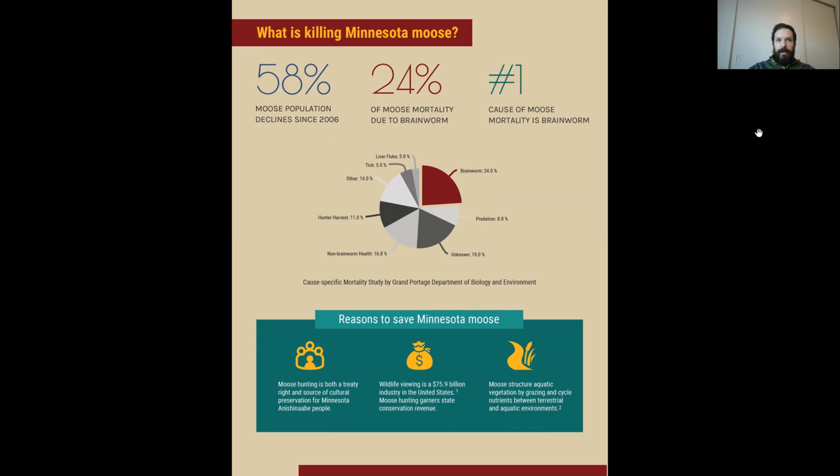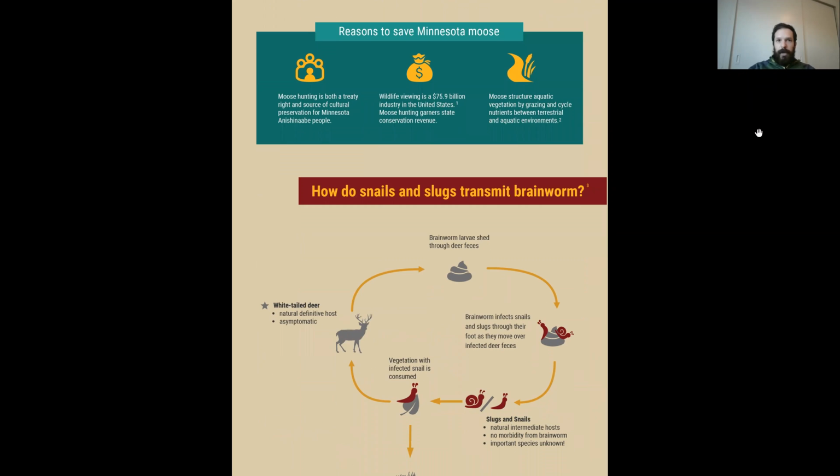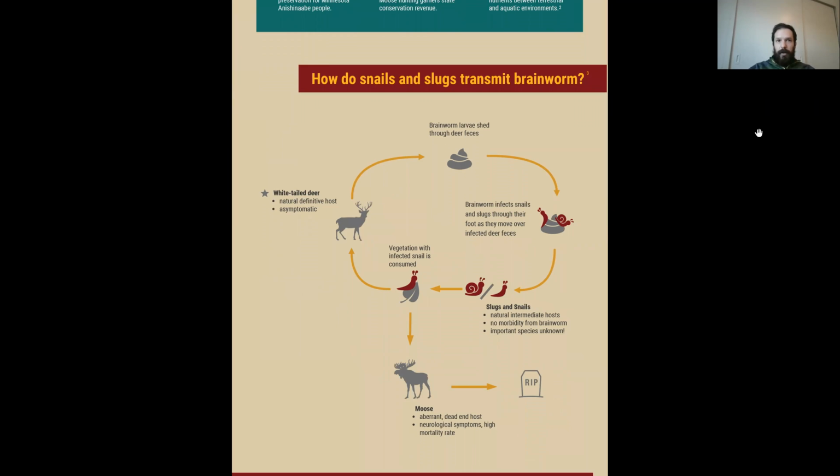So how does a snail or slug infect a moose with brainworm? Well, the complex cycle starts with an infected white-tailed deer shedding brainworm larvae into the environment through feces. Importantly, white-tailed deer are the natural hosts of brainworm and unaffected by infection.